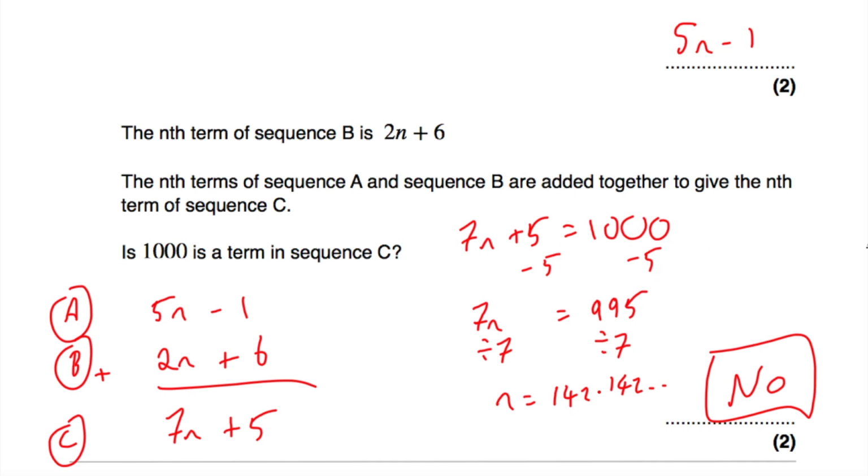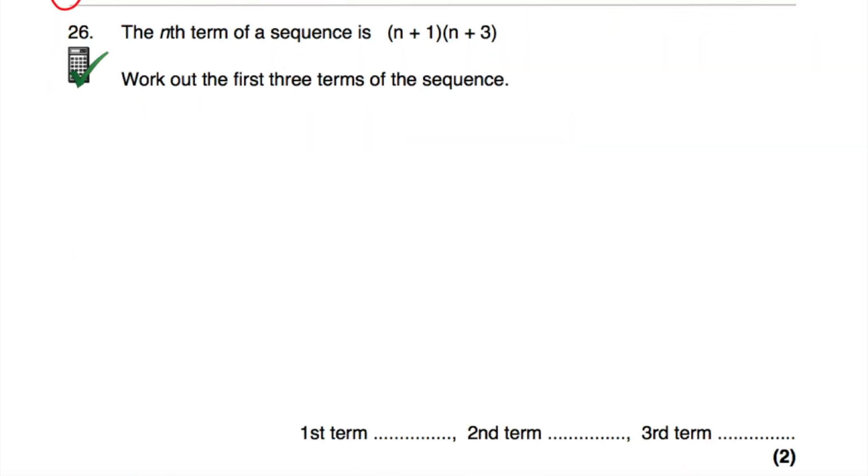Okay, and let's look at our last question, question number 26. So question number 26, we're told the nth term of a sequence is n plus 1, and then in brackets n plus 3. And we've been asked to work out the first three terms of the sequence.